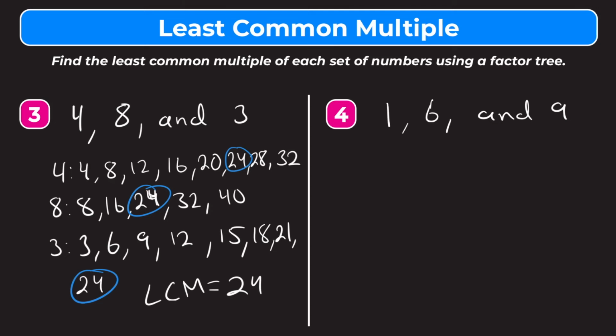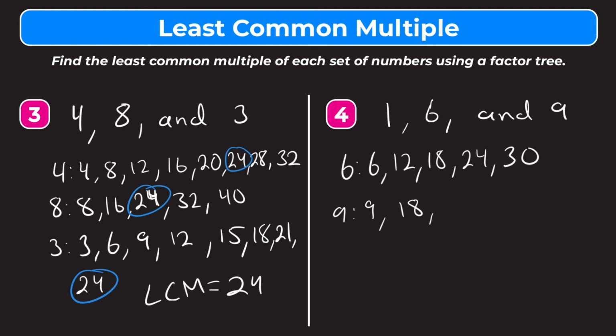So let's go ahead and find the multiples of 6 and 9. So we have 6 here. We can start with 6. Then we have 12, 18, 24, and 30. And the multiples of 9 are 9, 18, 27, 36, and 45.